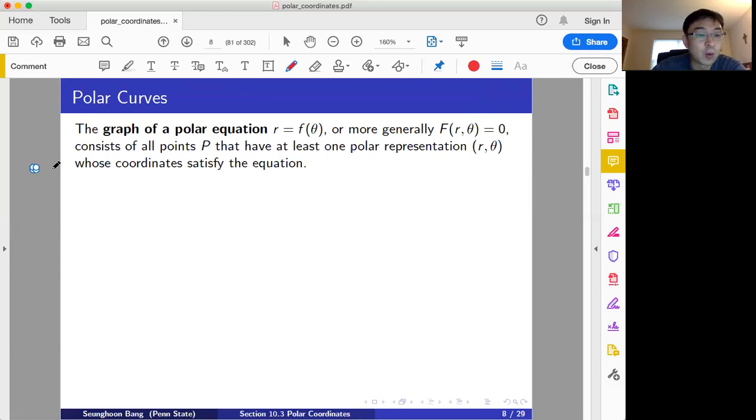Do you know what is Cartesian? This is a polar equation. What's a polar equation? r equals f of theta, F of r, theta equal to 0. So what is a Cartesian equation? The Cartesian equation is y equals f of x, or capital F of x, y equal to 0. So we call it the Cartesian equation.